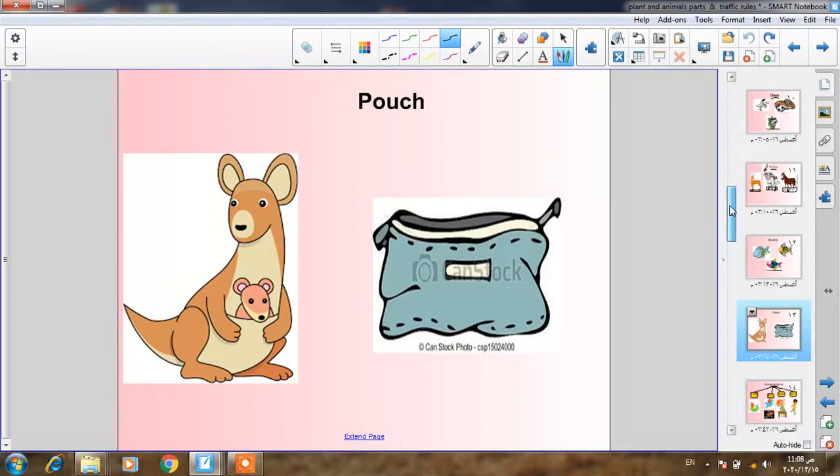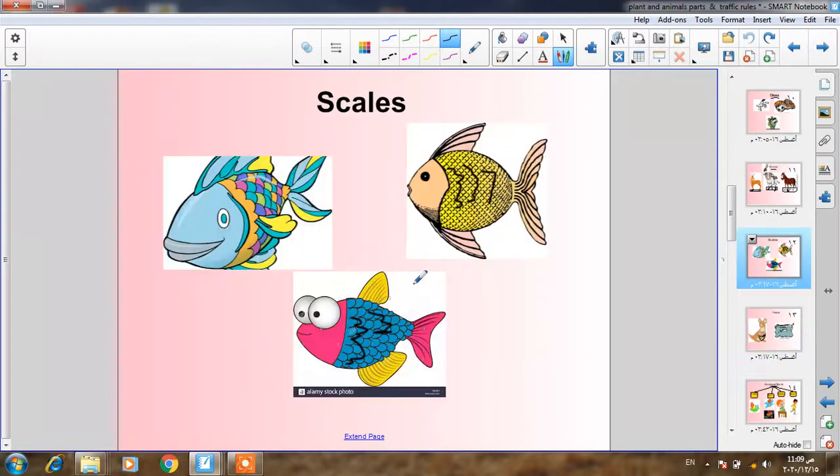Then this is called pouch. Pouch is like a bag. This animal puts its baby in the pouch. So this is called what? Pouch. Again, pouch. So this is called what? Pouch.